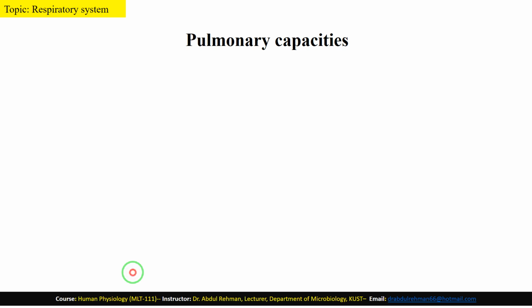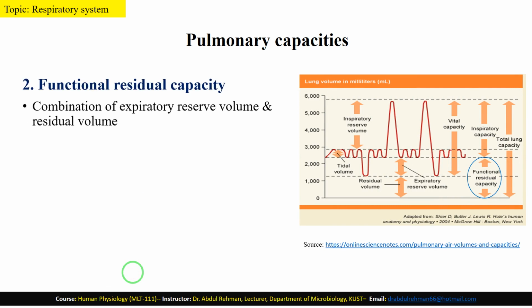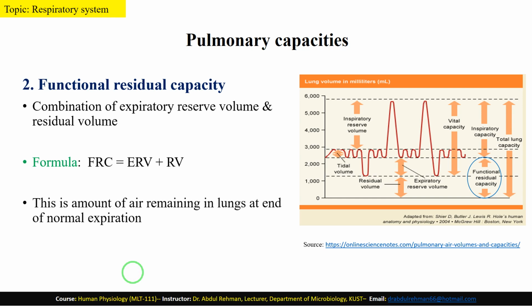Another capacity is functional residual capacity. Functional residual capacity indicates the expiration process because it is the combination of expiratory reserve volume and residual volume. It is calculated using the formula given on the screen: functional residual capacity is equal to expiratory reserve volume plus residual volume, and this is the amount of air remaining in the lungs at the end of normal expiration.